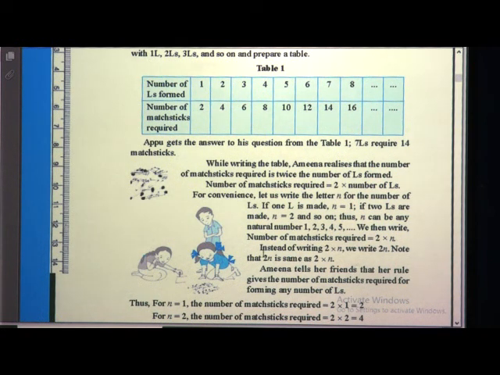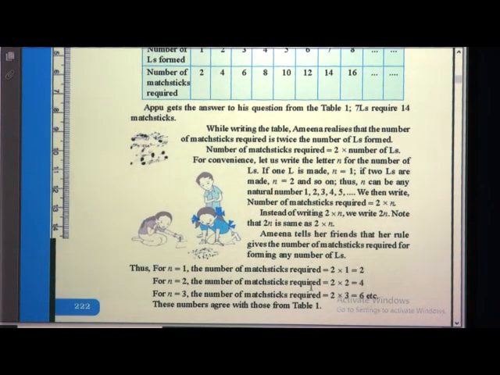We then write the number of matchsticks required as 2 into n, because 2 matchsticks are required for 1 L. So if we want to prepare 2 L's, we need 2 2s are 4. So we require 4 matchsticks. We will see this example in detail.